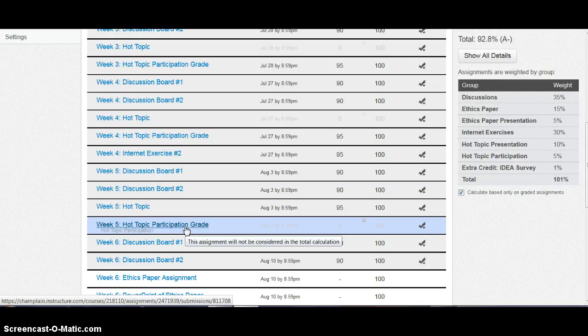You'll notice also if you run your cursor over the grayed out Hot Topic participation grade, you will see this assignment is not considered in the tabulation. In this particular week, you notice the student actually presented their Hot Topic, therefore their participation grade is 0. And so the Canvas gradebook rule is to set up Hot Topic participation grades to drop the lowest score, which in this case is the 0%, and that's the week that the student presented. Therefore, they didn't participate because they presented.